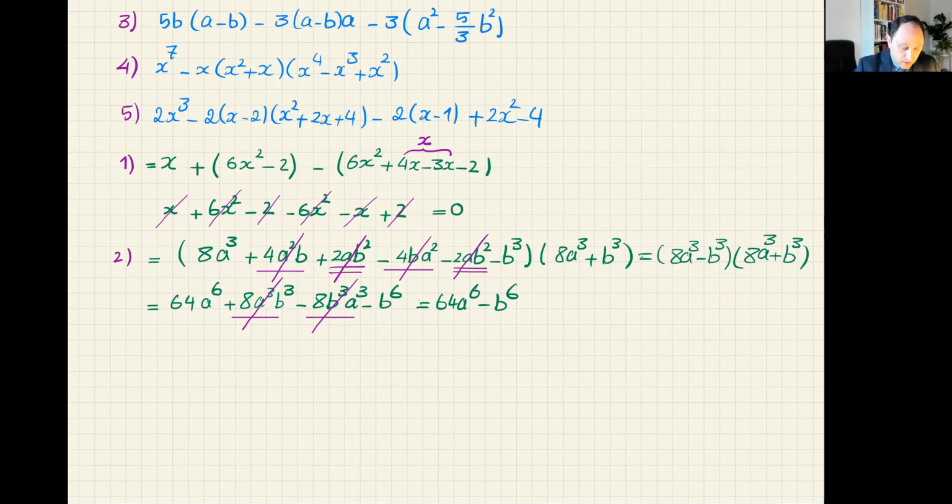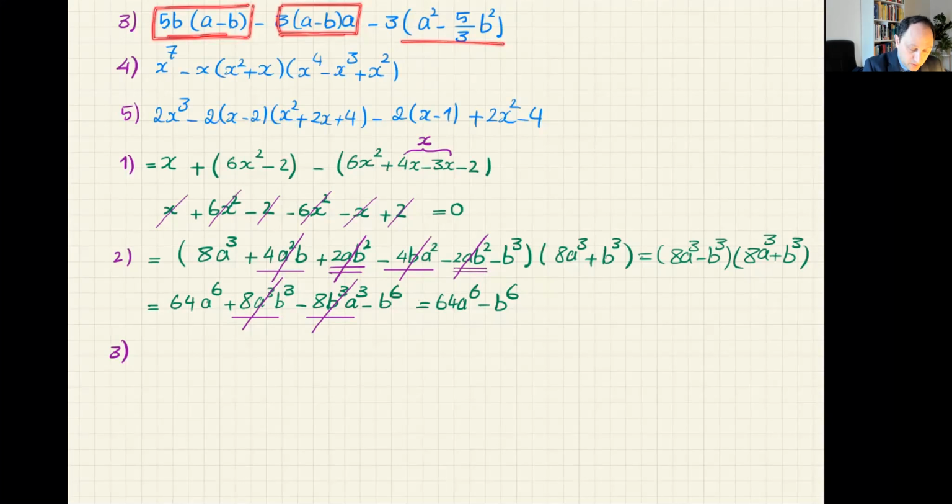Okay, so here number 3 now. So here I have 3 terms, this is written in the form of a product. This is also a product. This is also a product. So the priority is with these products. So I have to multiply them.